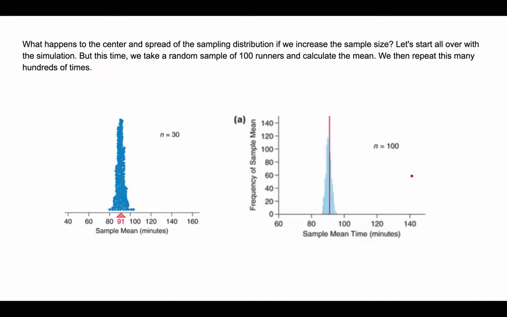Okay, let's compare this to what we had when we had 30 runners. So over here we did a sample size of 30 runners, and over here it's a sample size of 100 runners. Notice that the graph on the right has less horizontal spread than the dot plot on the left. These dots here don't even make it to 80, don't even make it to 100, and these ones over here spread out more.